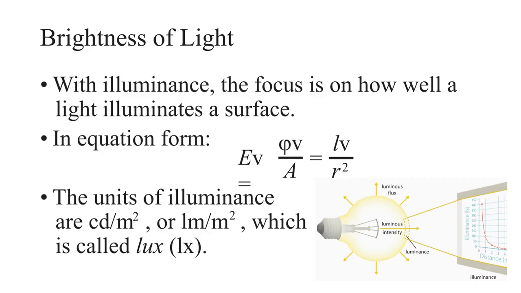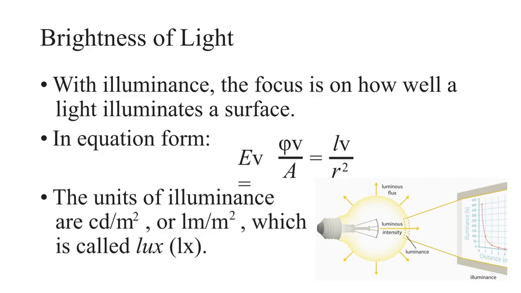With luminous, the focus is on how well a light illuminates a surface. In equation form, we have phi, that Greek symbol we used for flux, times V over A, or the area, which we're going to do as R squared. And again, we're going to do all of this with the math piece of it. It will not be on your quiz.